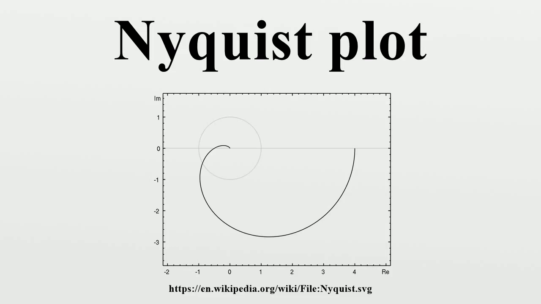In Cartesian coordinates, the real part of the transfer function is plotted on the x-axis. The imaginary part is plotted on the y-axis. The frequency is swept as a parameter, resulting in a plot per frequency. Alternatively, in polar coordinates, the gain of the transfer function is plotted as the radial coordinate, while the phase of the transfer function is plotted as the angular coordinate. The Nyquist plot is named after Harry Nyquist, a former engineer at Bell Laboratories.